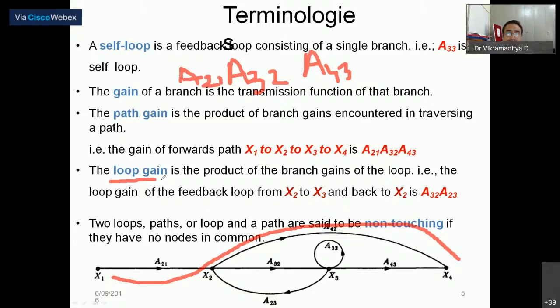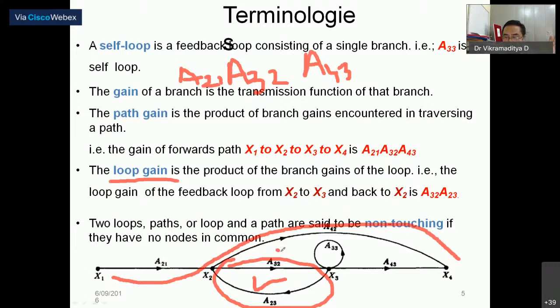Now next comes the loop gain. Loop gain is the product of the branch gains of the loop. As I've already told you, two kinds of paths are there. One is the forward path, another is the feedback path, also known as the loop. We have already found the path gain. Now we find the loop gain. There are two loops. Again, you have to take the product of the gains of all the branches which come in between that loop. You can see this was one loop.